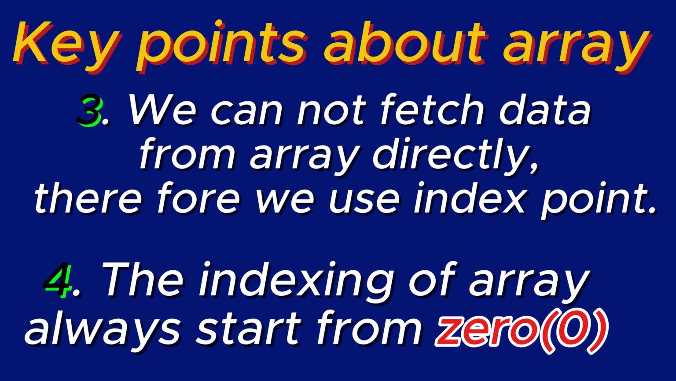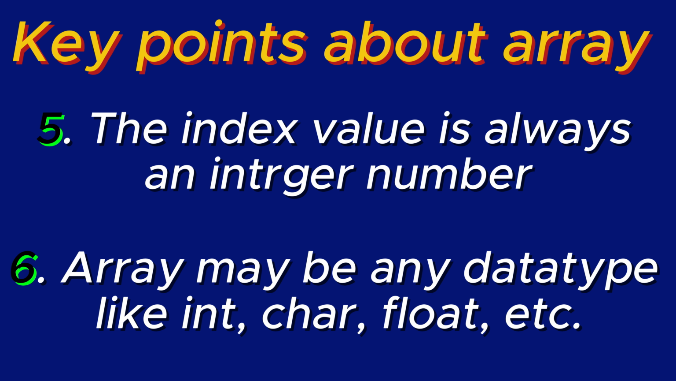We cannot fetch data from an array directly, therefore we use an index. The indexing of an array always starts with 0. When you are indexing an array, we start from 0. The other one, the index value, is always an integer number. And then an array may be of any data type like int, char, float, etc. So those are the points we need to notice about array before starting to discuss their types.